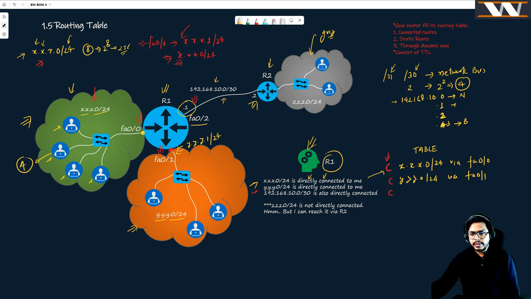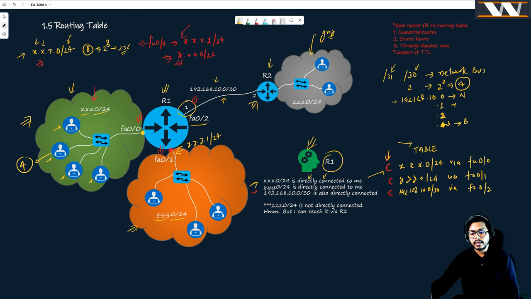Last thing, right, which is 192.168.10.0/30 is reachable over the FA0/2 interface. It is as simple as that, right? All of these routes are directly connected. So the router is thinking about them. It is creating a table.